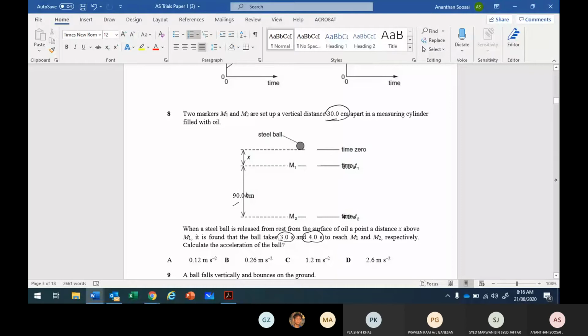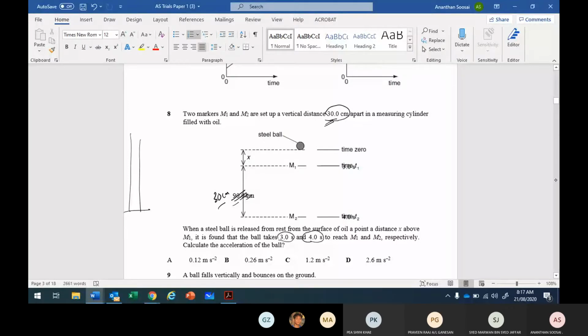The problem is, is it 30 or 90? 90 centimeter or 90 meter given. I go for 30 centimeter. 30 centimeter looks reasonable for the measuring cylinder in the lab. But it took 3 seconds, it's a piece of oil. Okay, possible. So just understand the technique. Go for 30 centimeter. Okay, we take it 30.